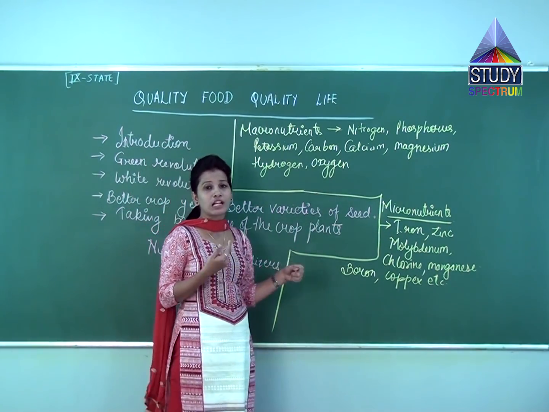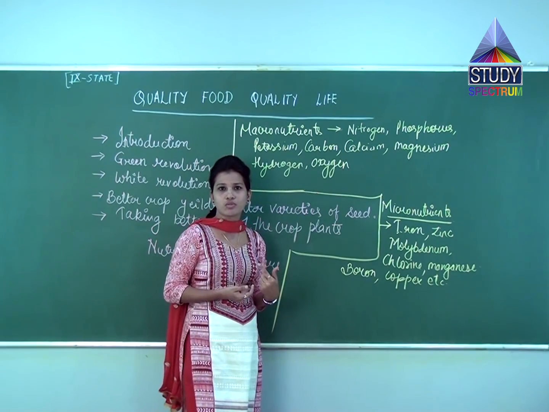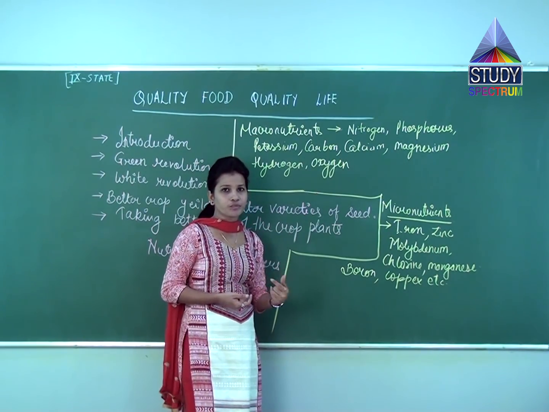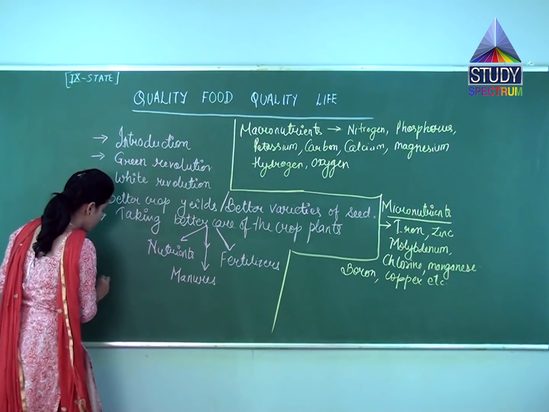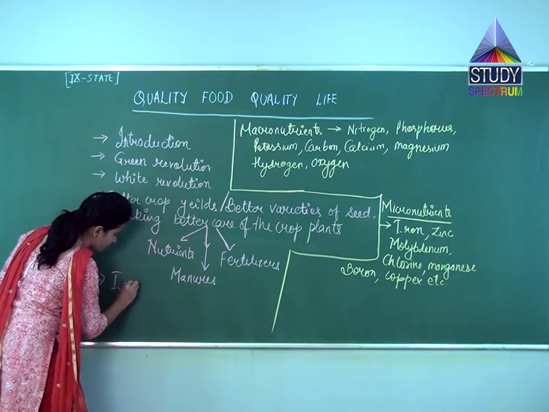When we are using natural fertilizers or natural pesticides, then it is called organic farming. So the next thing that we need to see is the irrigation.